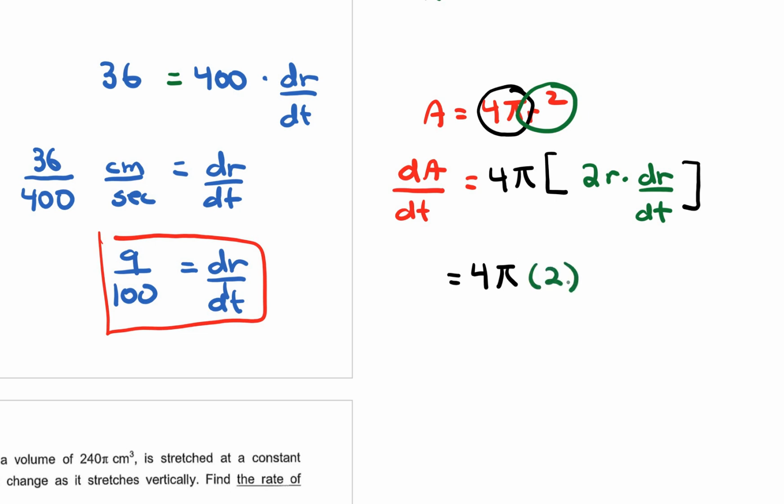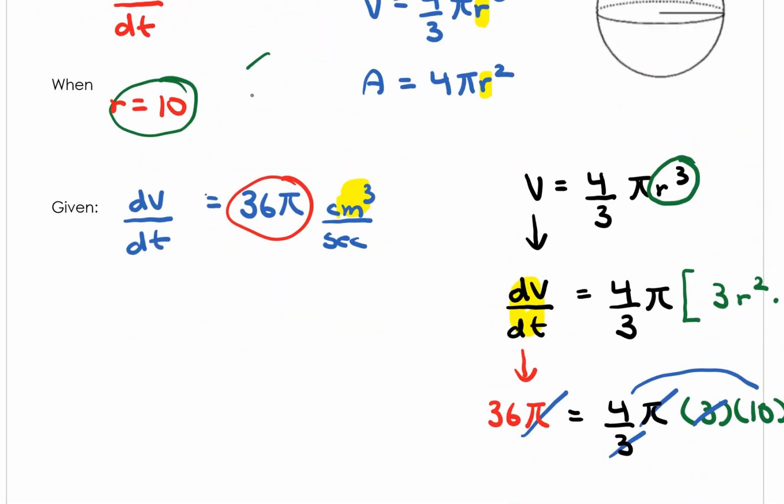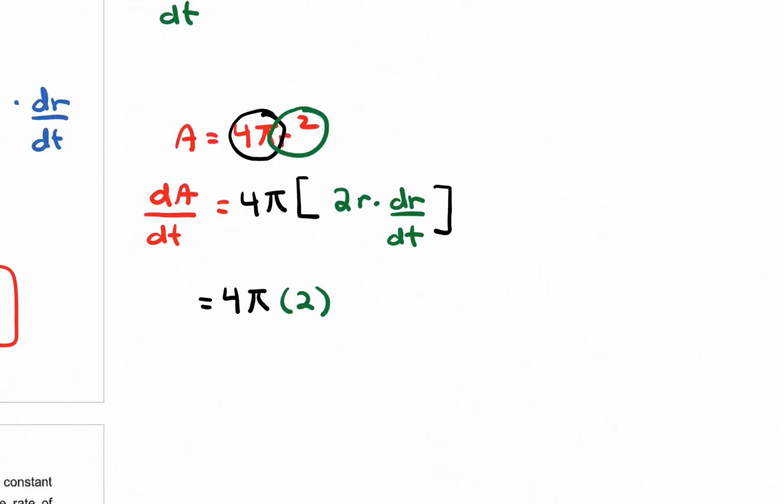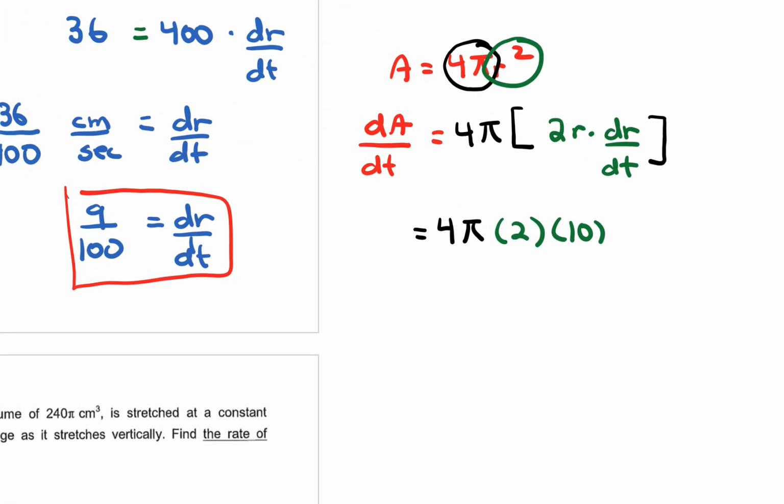Now, what was the radius in this problem again? Well, if I go back to the beginning of the problem, the radius was 10, right? So the 10 gets plugged in again. So this will be 10. And finally, dr over dt, this will be 9 over 100. And with all that, you just want to multiply that out, and hopefully things will work out.